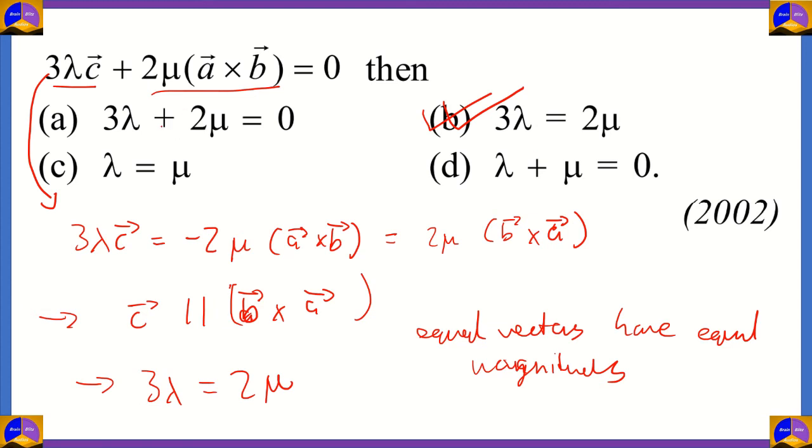For option A to be correct, 3 lambda had to be equal to minus 2 mu, so that is incorrect. Lambda equals mu is incorrect because you cannot cancel 3 by 2, and lambda plus mu equals 0 is again, due to the same reason, incorrect. So 3 lambda equals 2 mu is the simple answer to this question asked in 2002.